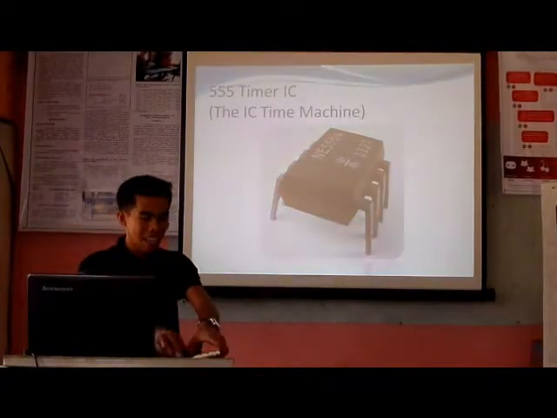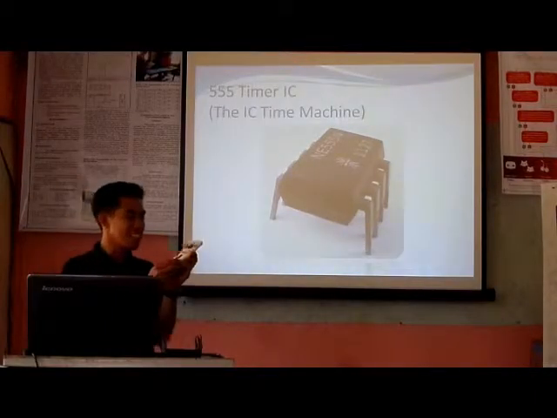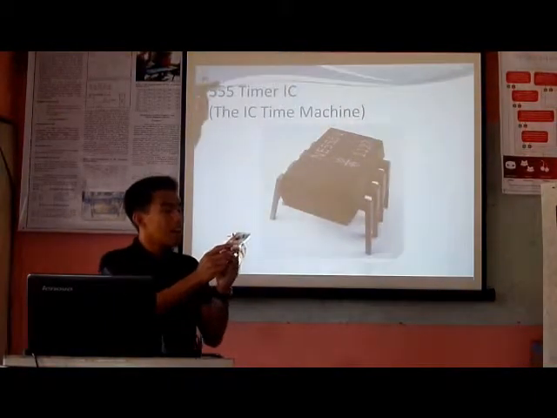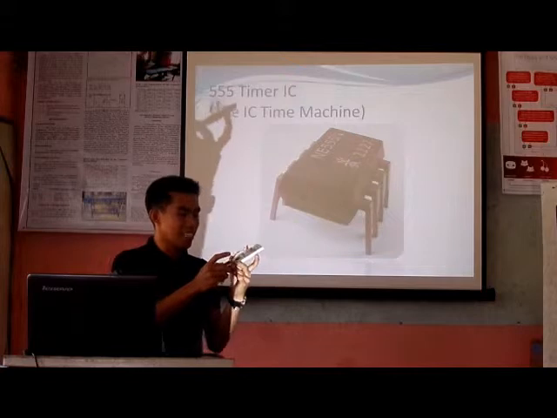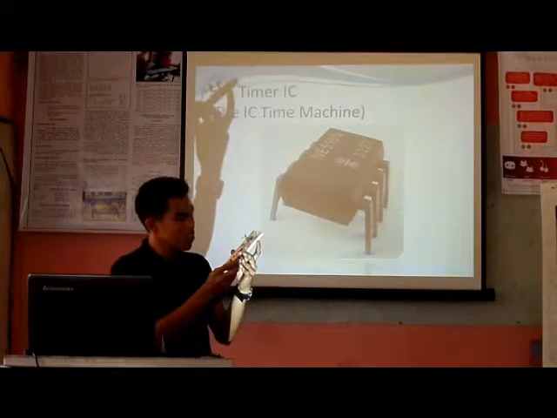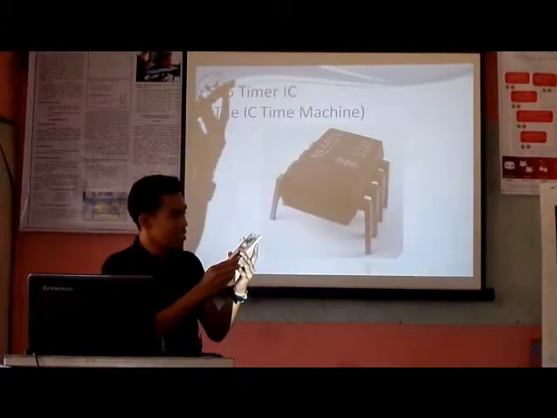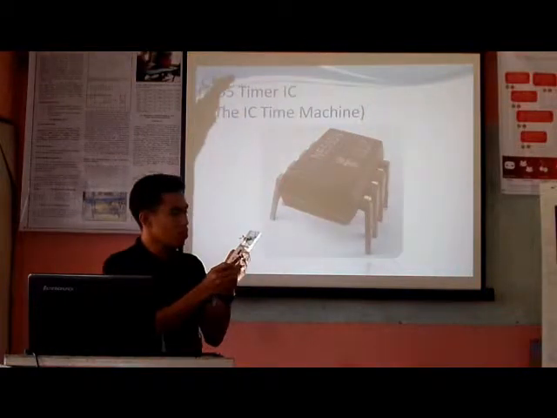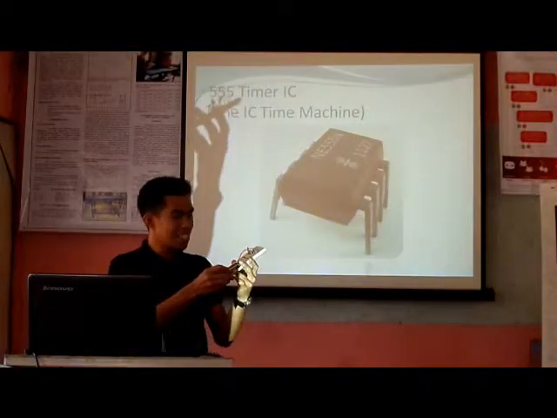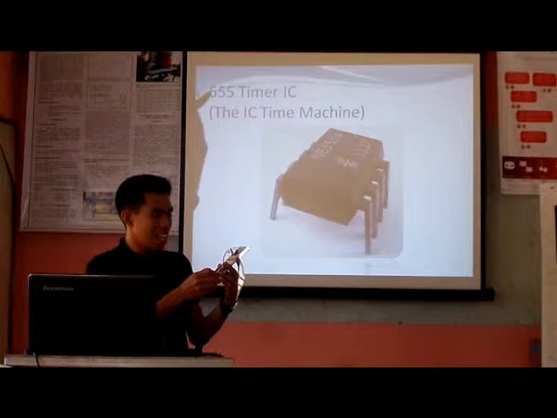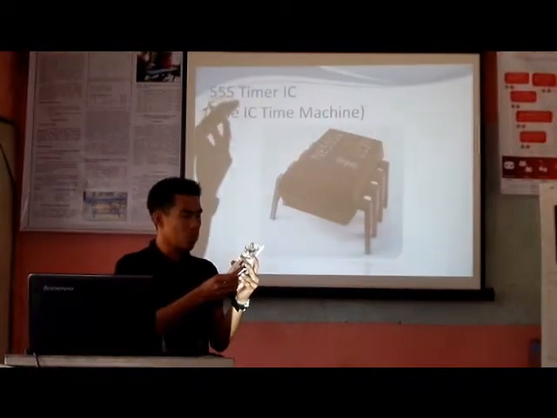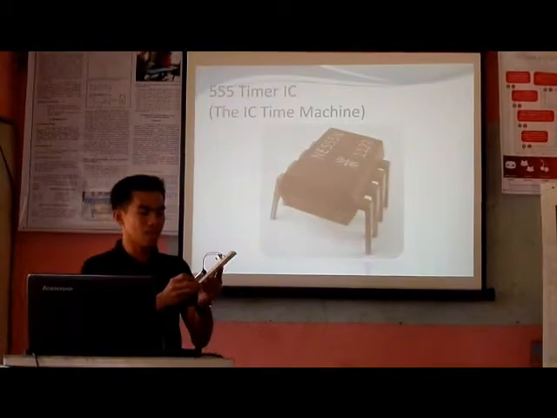So today, I present to you this circuit, what we call an astable circuit, wherein it is composed of main components: resistor, capacitor, electrolytic capacitor, and jumper wires, and also the 555 timer IC.